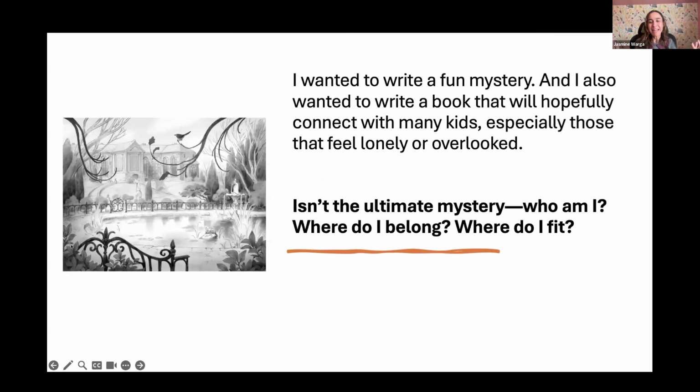And so that's it. I hope it'll be a fun mystery, but I also hope it'll be a book that will connect with those kids who are lonely and maybe struggling with those similar identity questions.